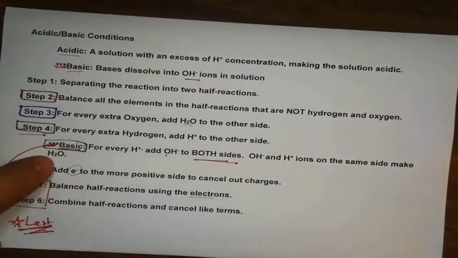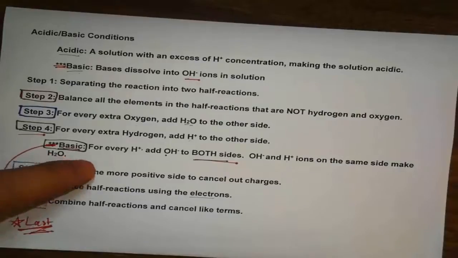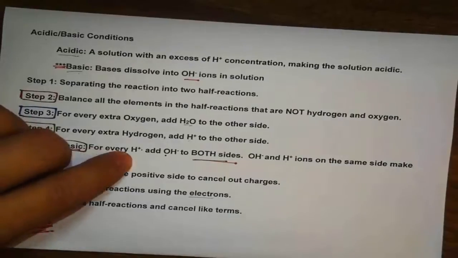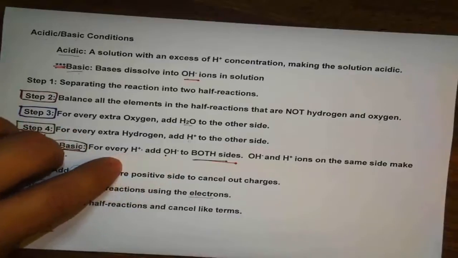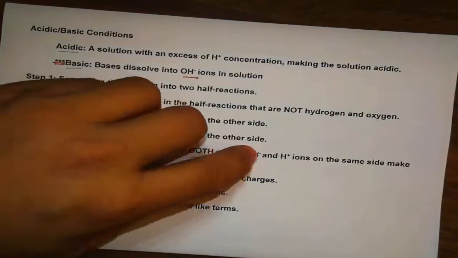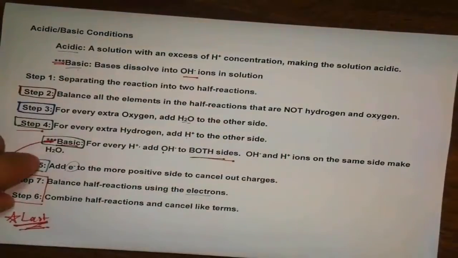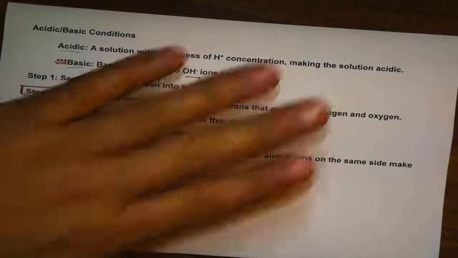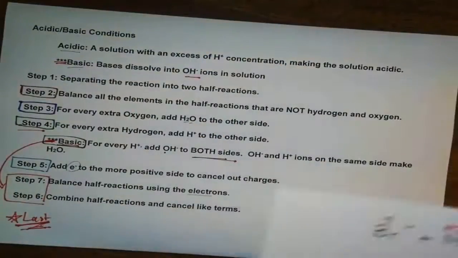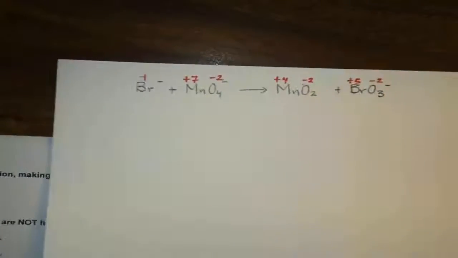Before we do an example problem together, let's look at what that step is specifically. For every H+, we're going to add OH- to neutralize. What does that mean? If the OH- and the H+ are on the same side, that will become water. Just be careful when you add OH-, you're adding to both sides. That way it's balanced on both sides, okay?